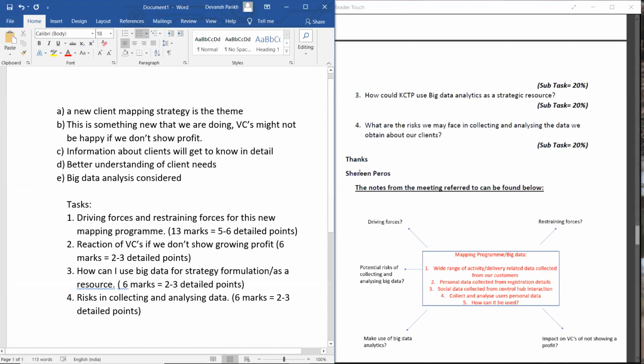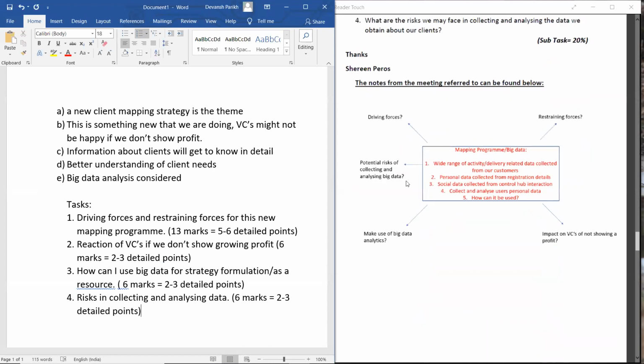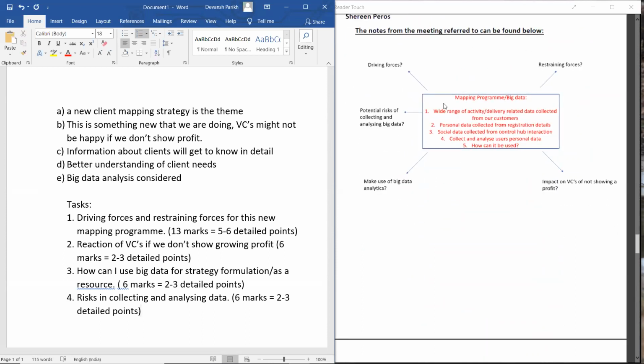As you can see, I have broken down the question, and then there is a reference material which I'm supposed to read. And in the reference material, they have just made sure that the 4 tasks are mentioned as 4 question marks. So they have said driving forces, restraining forces. That is my first task. Risks with collecting data. That is my fourth task. Make use of big data analytics. That's my third task. And impact on VCs not showing a profit is my second task. So I can clearly see that this mapping program has 4 questions that they are going to ask me, and that is clearly seen in the tasks.